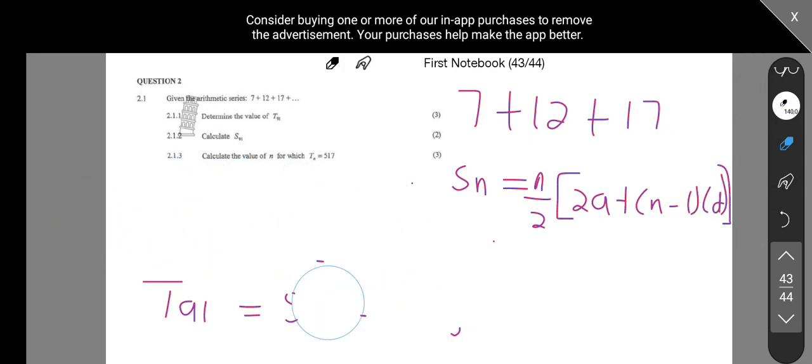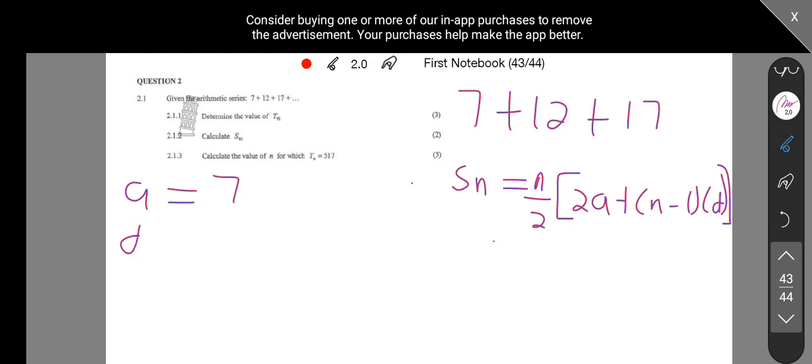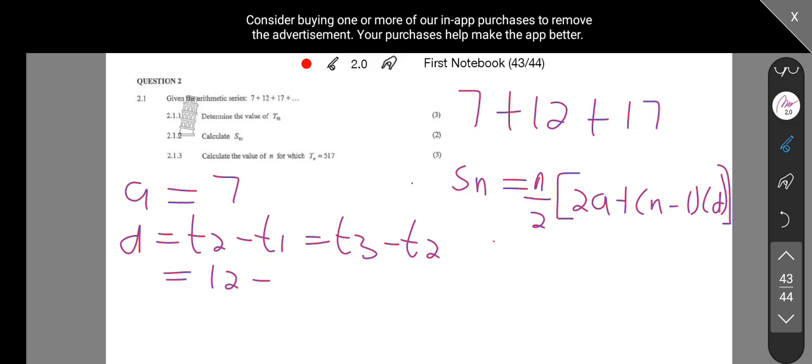Let's erase this one. Because it's an arithmetic, we must know what is the first term. A is equal to the first term, that is equal to 7. D is equal to T2 minus T1 is equal to T3 minus T2. What is T2? T2, that is 12, minus 7 is equal to 17 minus 12. So what is 12 minus 7? That is 5. And 17 minus 12 is also 5. This means that A is equal to 7 and D is equal to 5.